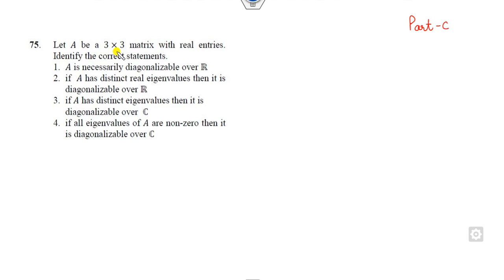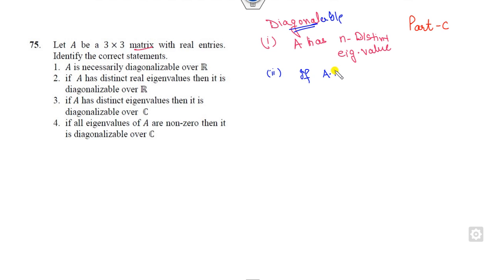Okay, now again look at this part C. Again more than one correct option is there. Again this is the matrix. We can think about the eigenvalues. Is it diagonalizable? Firstly I will tell you how you can check whether a matrix is diagonalizable. First one, if the matrix has n distinct eigenvalues, then it is a diagonalizable matrix. Second property is, if the algebraic multiplicity and geometric multiplicity of each eigenvalue are the same, then it is diagonalizable.